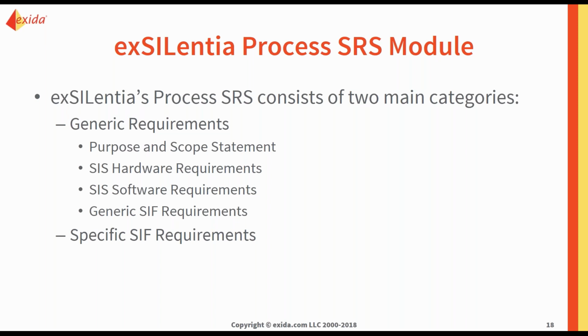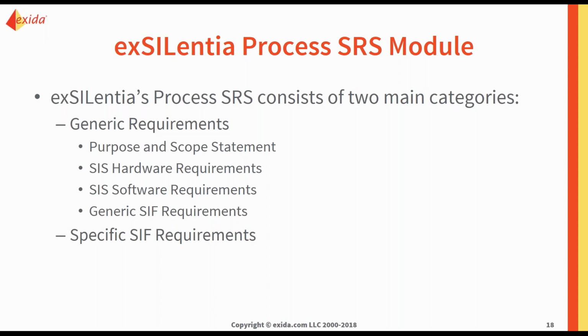It has your generic requirements. So this is basically going to, on a high level, outline your purpose and scope statement, any references that you might need or the design team might need to understand better what's going on with the process. Any definitions, abbreviations needed, anything like that. So very high level. And then your SIS hardware requirements, your software requirements, and your generic SIF requirements. So if there's something that's consistent throughout all of your SIFs, you can fill that out once and apply it to each SIF. The other section is the SIF specific requirements.